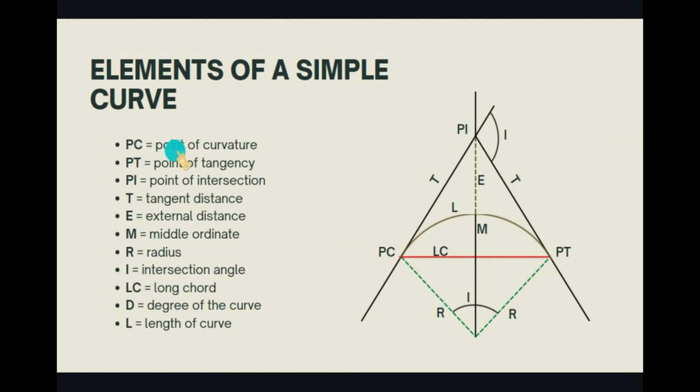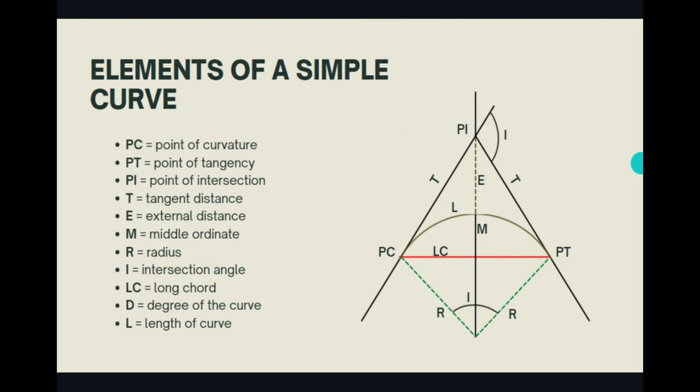We have PC, which is the point of curvature. It is the point where the curve leaves the first tangent. It is also the beginning of the curve. We have PT, which is the point of tangency. It is where the curve meets the second tangent, or the end of the curve. We have PI, which is the point of intersection. It is the point where the two tangents meet. It is also called the vertex.